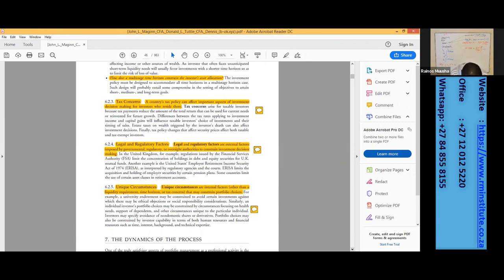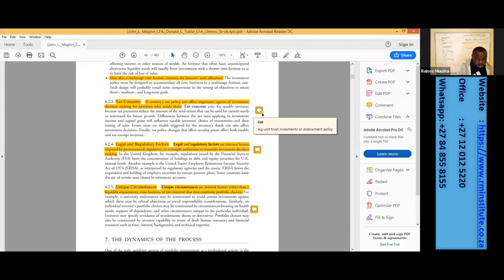And when it comes to the tax concerns, they say a country's tax policy can affect important aspects of investment decision making for investors who reside there. So which means in this case, you need to take into account and see exactly what are the tax issues and where ideally the investor would be investing as well.